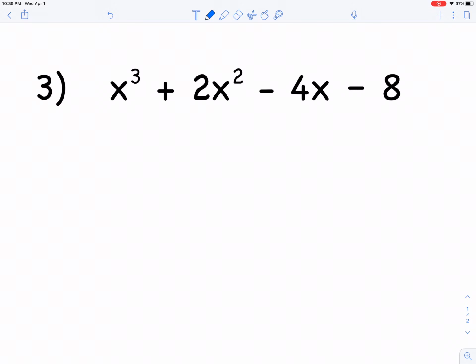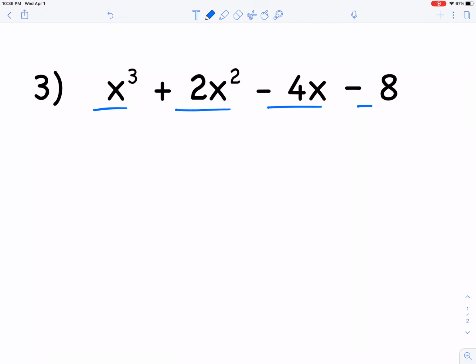Okay, so this next one, again, I would still look at all four terms to find a common factor. There's nothing that could divide into all four of these. So if I look at that second row in the note sheet, this would fit into the polynomials with four terms, the factoring by grouping. These two terms have x in it. The lower power of x is squared.